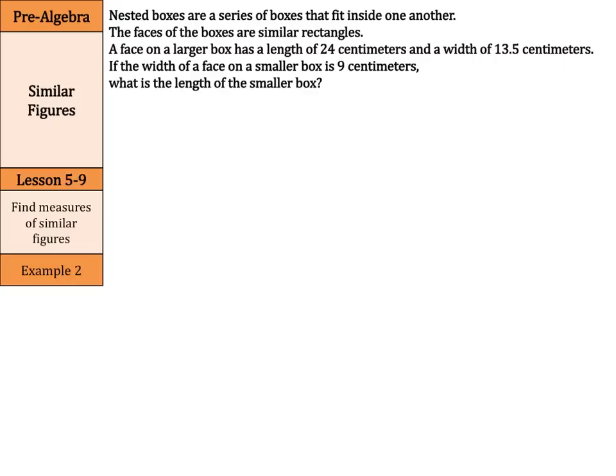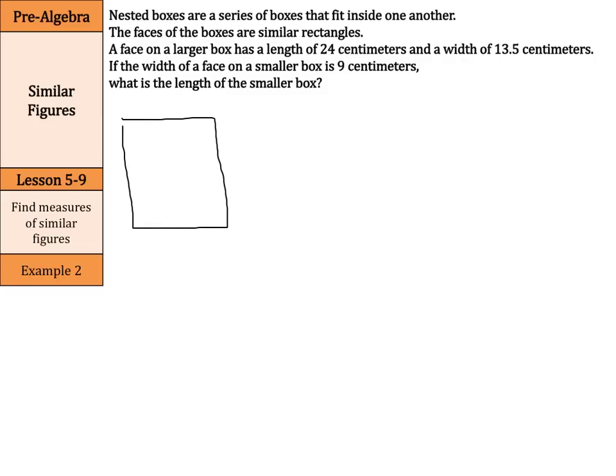Nested boxes are a series of boxes that fit inside one another. The faces of the boxes are similar rectangles. A face in the larger box has a length of 24 centimeters and a width of 13.5 centimeters. If the width of a face on a smaller box is 9 centimeters, what is the length of the smaller box? Let's go ahead and draw these boxes first so we can see what we're dealing with.